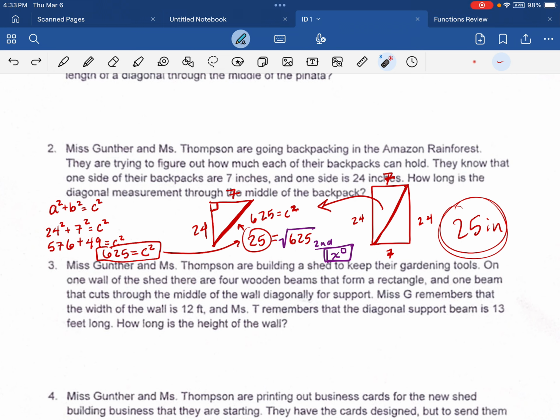Good luck. Try another one of these on your own. If you struggle, ask a neighbor for help. There's a bunch of other videos on Google as well that you could look up. How to solve for the Pythagorean theorem would be what I would Google.